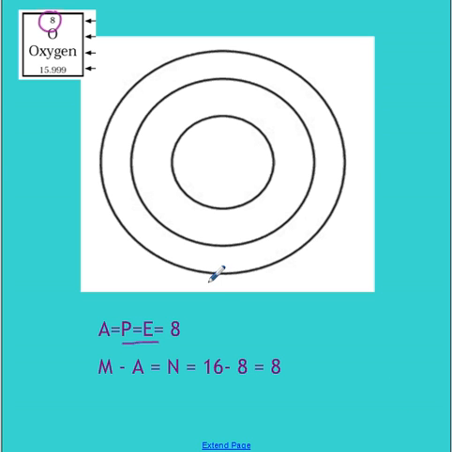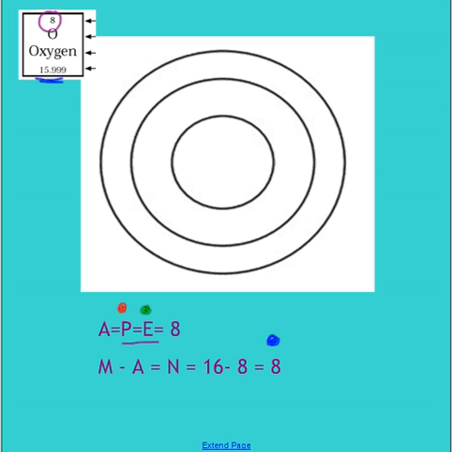So I'm going to put the symbols right here. 8 protons and 8 electrons. And then for neutrons, we have done M minus A equals N. So the mass minus the atomic number is 16 minus 8 equals 8. So again, we found another atom where all the values are the same number, 8, 8, and 8. And that's okay, but just remember that's not going to happen all the time.